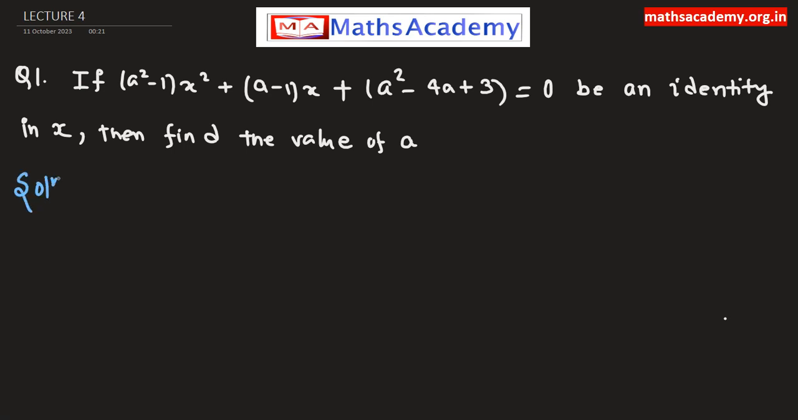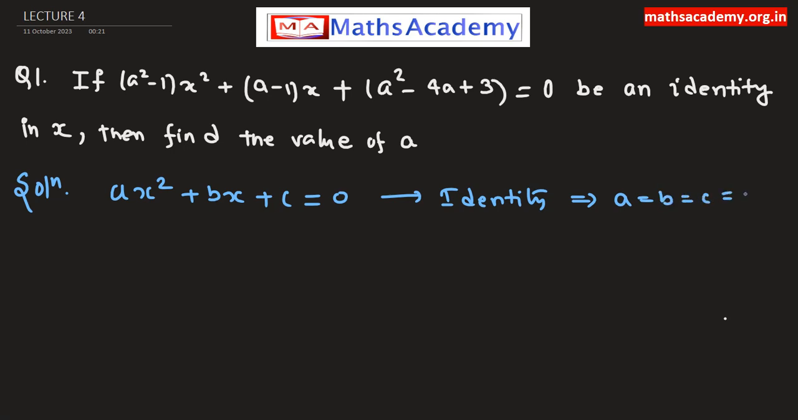Question number 1. If (a square minus 1) x square plus (a minus 1) into x plus a square minus 4a plus 3 equals 0 is an identity in x, then find the value of a. We know that if a quadratic like a x square plus b x plus c equals 0 becomes an identity, then we know the conditions. It happens if and only if a is equal to b is equal to c is equal to 0. That means all the coefficients must be 0.